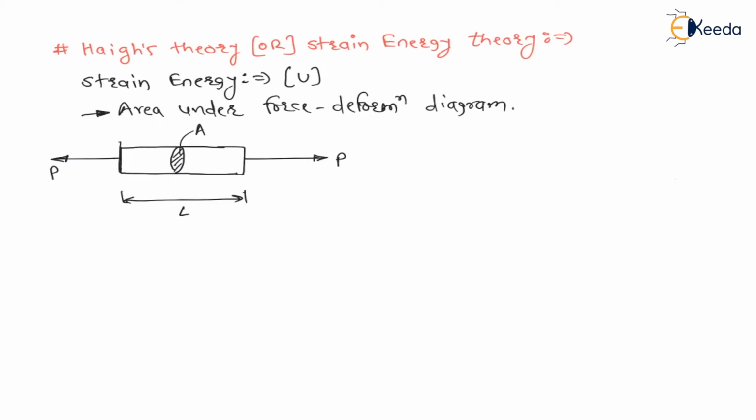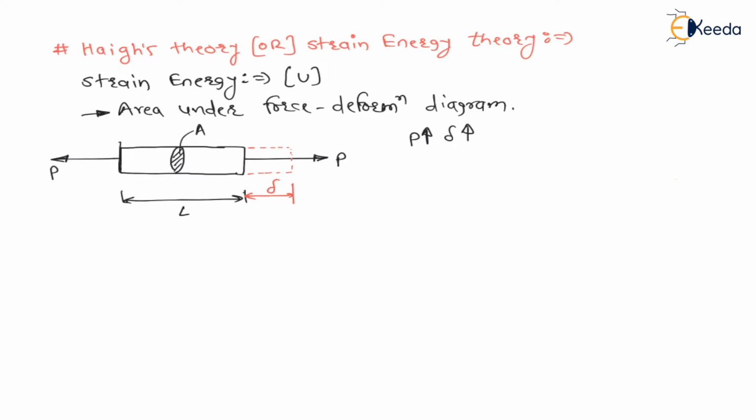Now, due to this applied force, the rod will deform. Here I am showing deformation on one side, but the deformation will be on both sides. The total deformation from both sides I am representing on one side. Let us say this is the total deformation, which is nothing but delta. As force goes on increasing, deformation also goes on increasing.